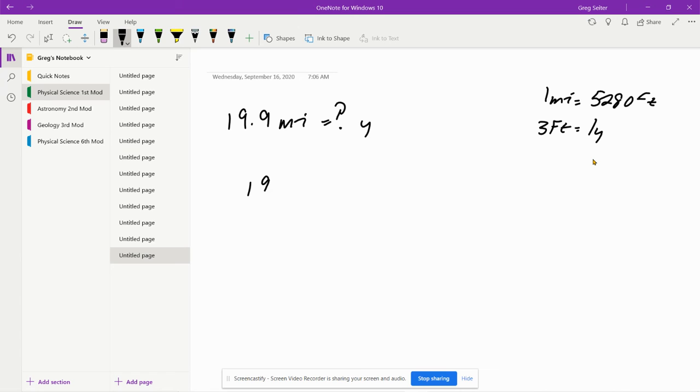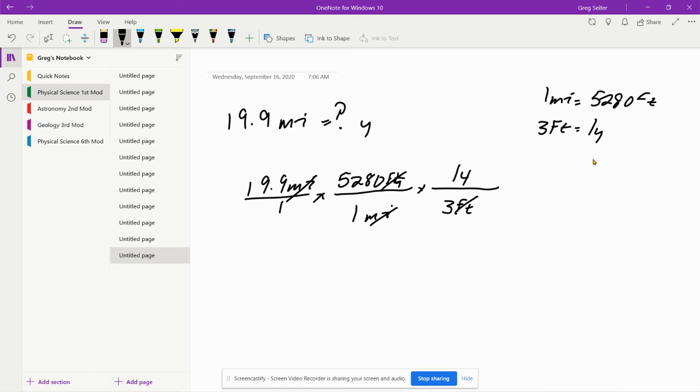So we're going to come over here, 19.9 miles over 1. There's our fraction. We want to get rid of miles, so we'll put that mile on the bottom. 5,280 feet. Then we want to get rid of feet and go to yards. 3 feet in 1 yard. We're going to cross out units. I'm going to let you finish that problem. You're going to multiply straight across, then divide. And that'll give you your answer in yards.